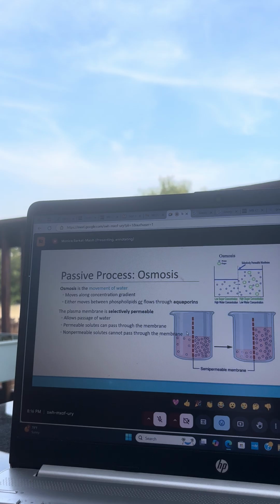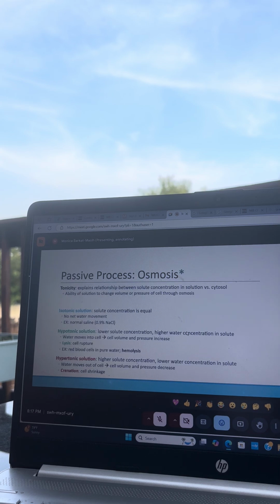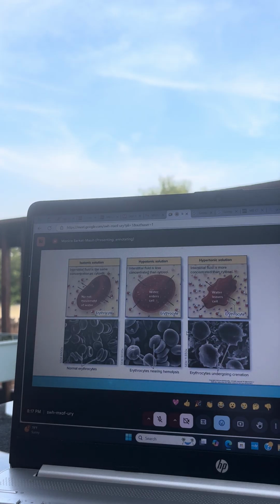Now, what is osmosis? It is movement of water across a selectively permeable membrane. And when we say selectively permeable, that means that membrane will not allow solutes or the solids to pass through, but it will allow only water to pass through it. That is osmosis. Now, you know the three types of solutions: hypotonic, hypertonic, and isotonic solution.